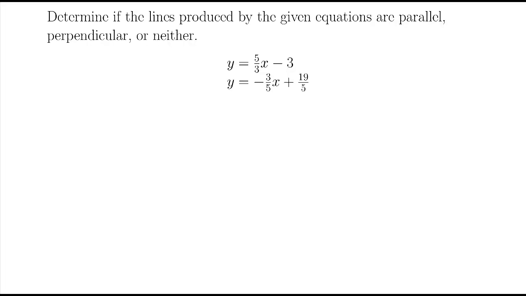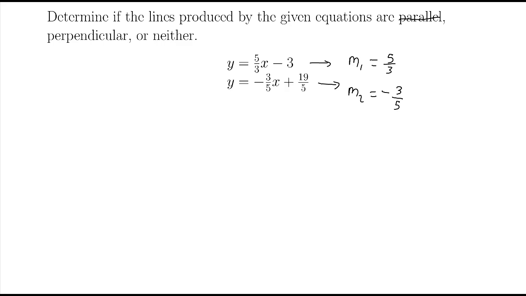Let's determine if the lines produced by the given equations are parallel, perpendicular, or neither. Keep in mind, we need to compare their slopes. So the slope of the first line is 5/3. The slope of the second line is -3/5. They are not the same, so this is not a pair of parallel lines.